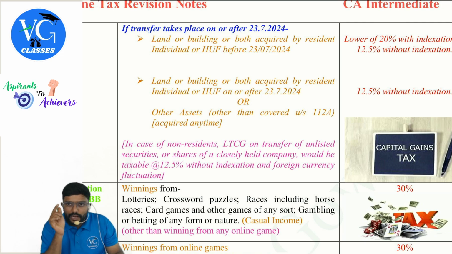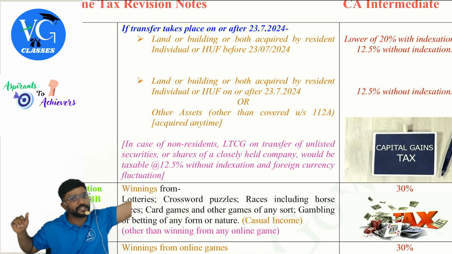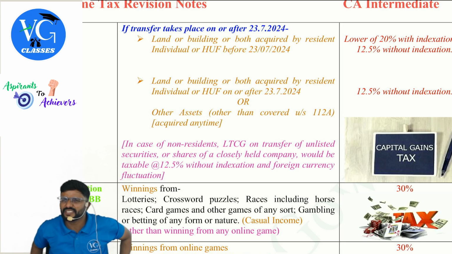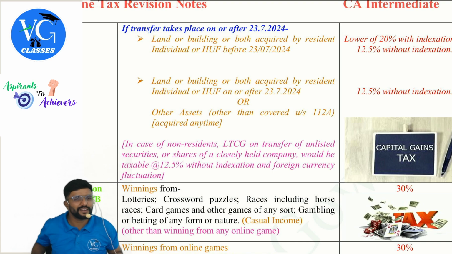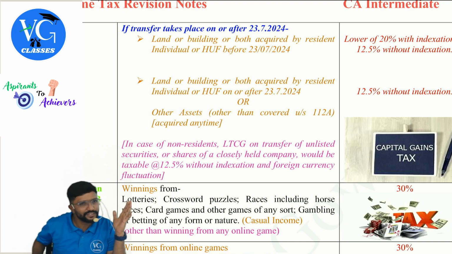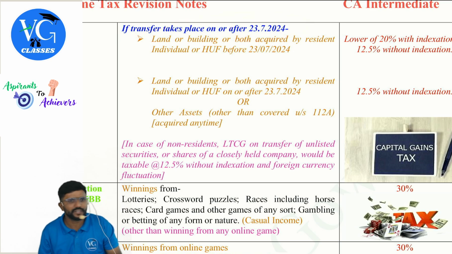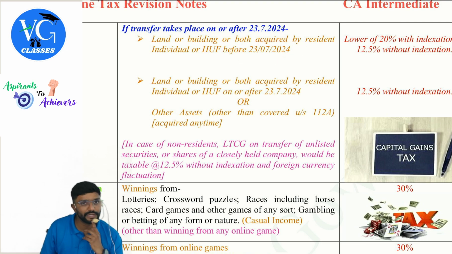Land, building acquired by whom? Resident individual or resident HUF. When did they acquire? Before 23rd July. When did they transfer? After 23rd July. Makes sense. Why? Obviously, when it is long term, you would have acquired it before 23rd July, and so the sale is on or after 23rd July. And here they are telling you should have purchased it before 23rd July.